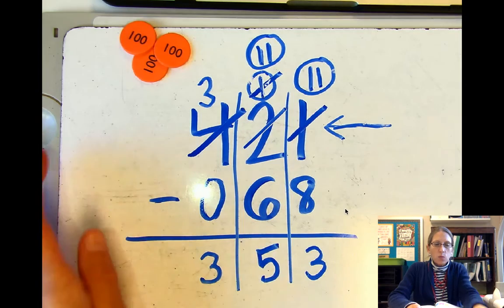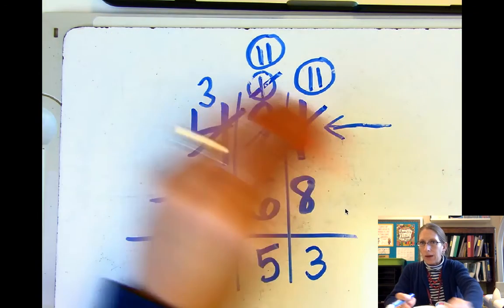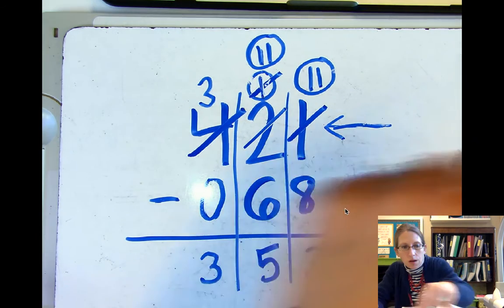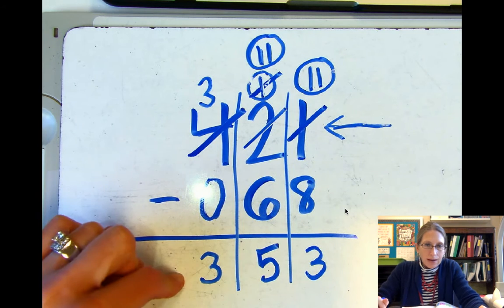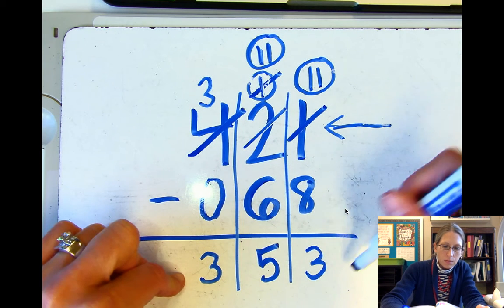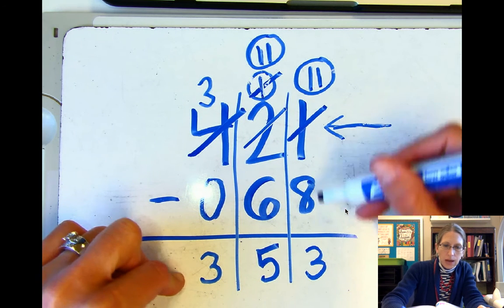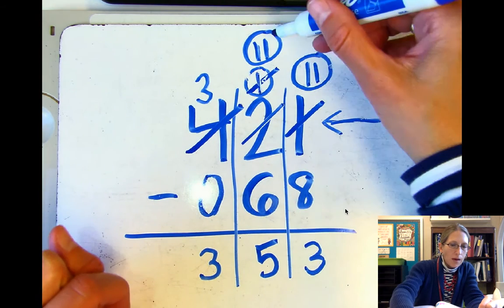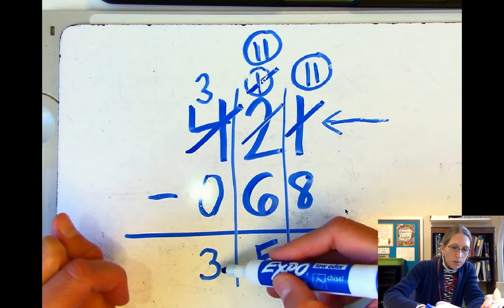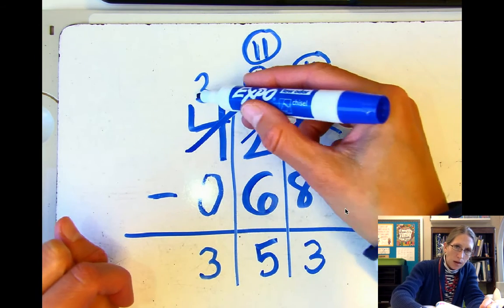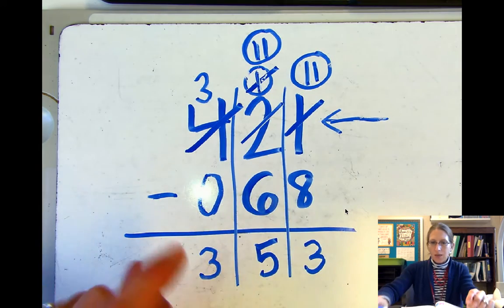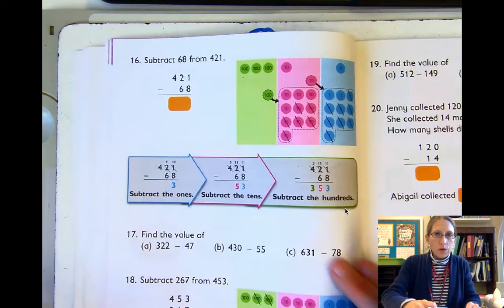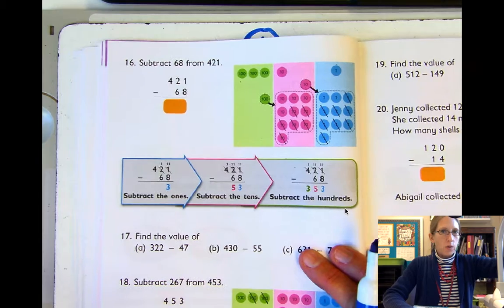And to help us, we can also do a little bit of checking to see if we've done the right computation. When we're subtracting, we can check our answer by adding. So 3 plus 8 makes 11. 5 plus 6 makes 11. And 3 plus 0 makes 3. So we can check it that way. Isn't that neat?